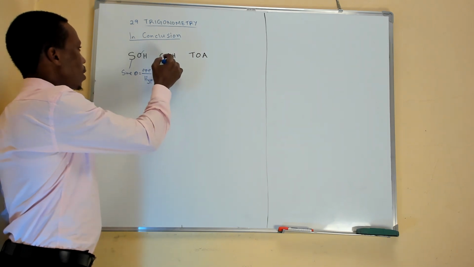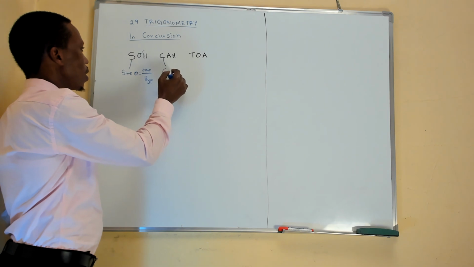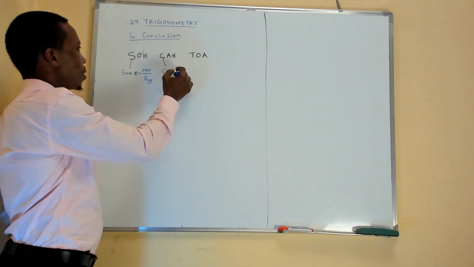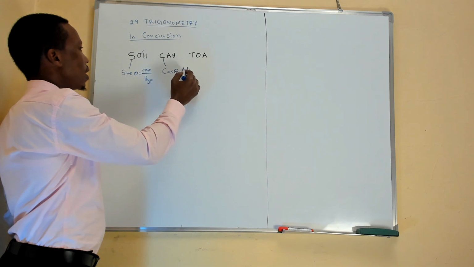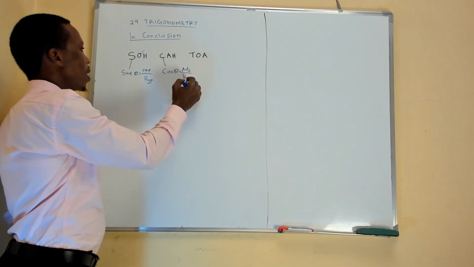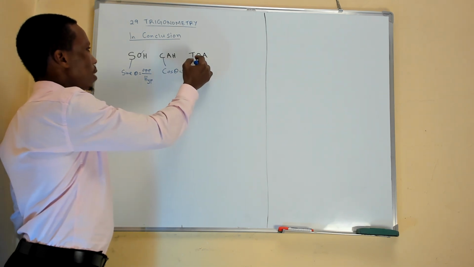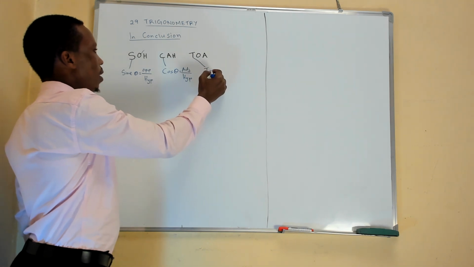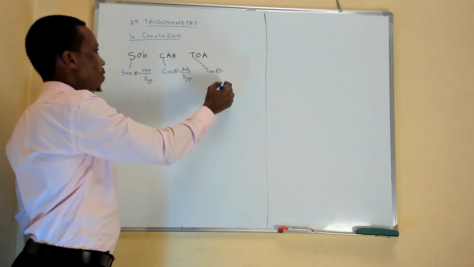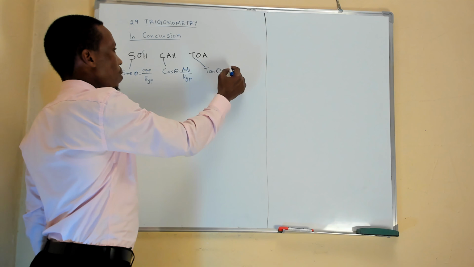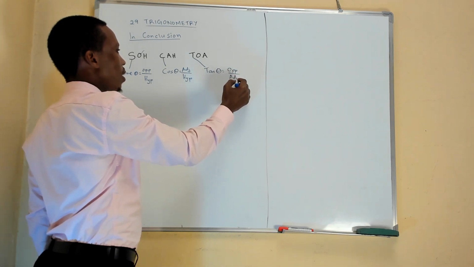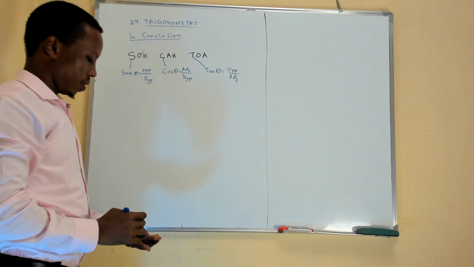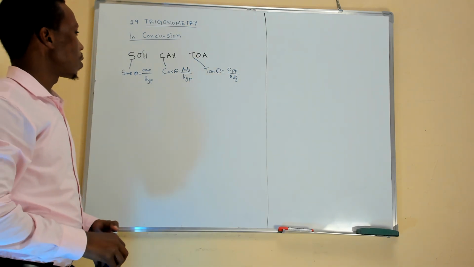If you go for this, cos, that is CAH, which means cos theta is given as adjacent over hypotenuse. Then finally, tan theta is given as opposite over adjacent. So yes, that is all you need to know.